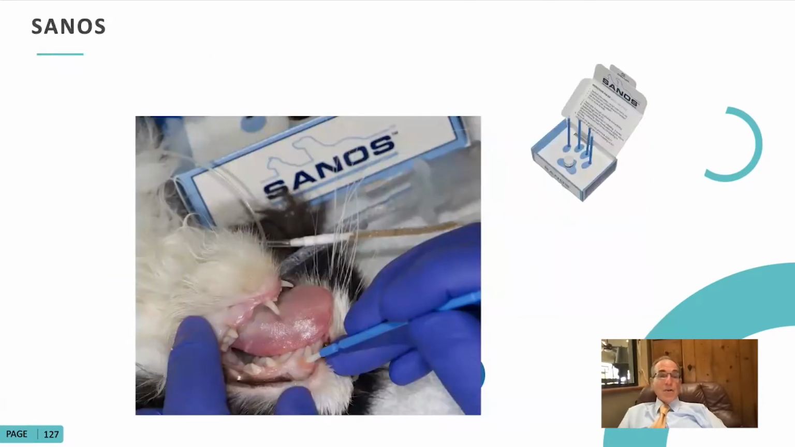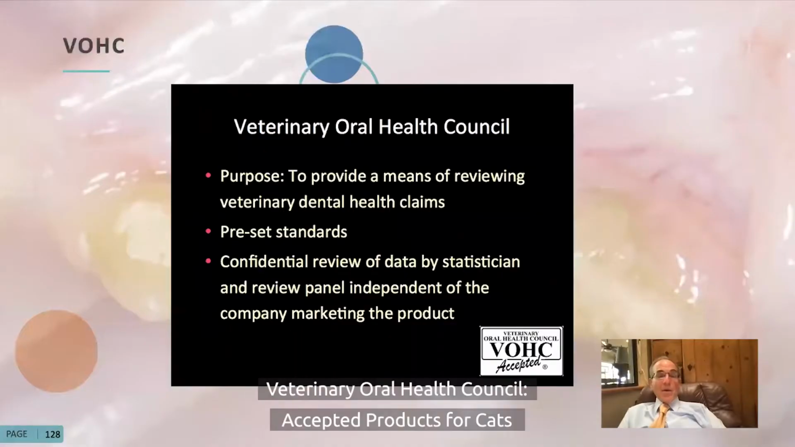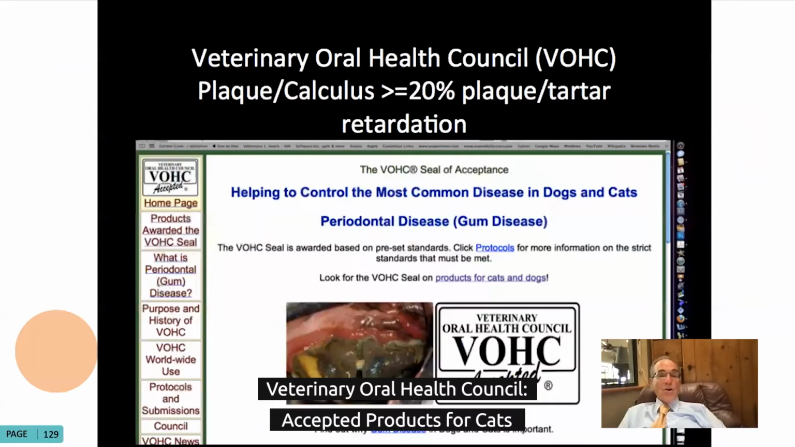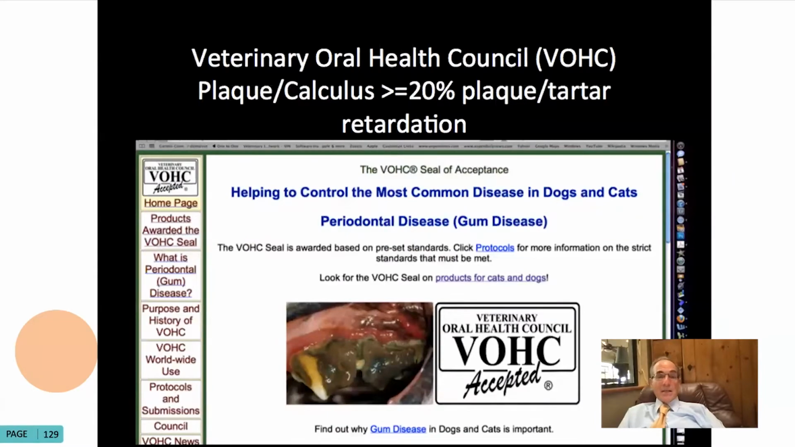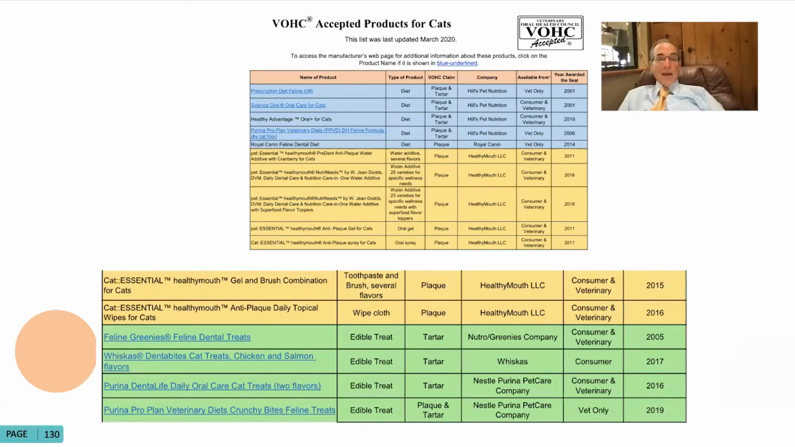Sanos is another really good product that is applied at the time of teeth cleaning to decrease the accumulation of plaque. Sanos is VOHC accepted. And VOHC is the Veterinary Oral Health Council, and it accepts products that have shown to decrease plaque or tartar by at least 20%. And there are many cat products, a lot more dog products, but you can go on their site and download this PDF, and we hand it out to all our cat clients at the time of teeth cleaning. So they can order it. We have them ordering it online.